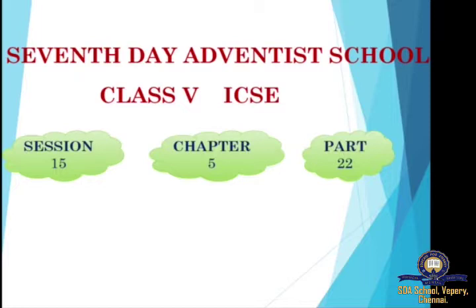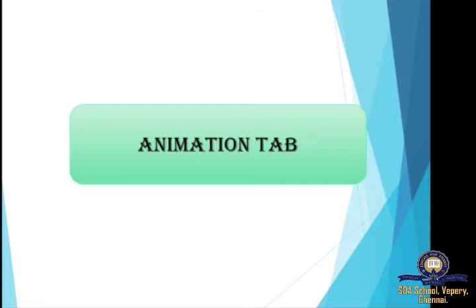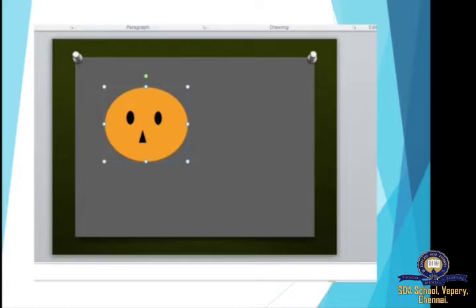Right. In today's class, we are going to see about adding animation effects in the animation tab. To add an animation effect, we have to insert some object in a slide. We have to insert some pictures or text or any objects like shapes, so that we can apply the animation effect to that object. I have inserted an oval shape, and by inserting shapes I have created some images.